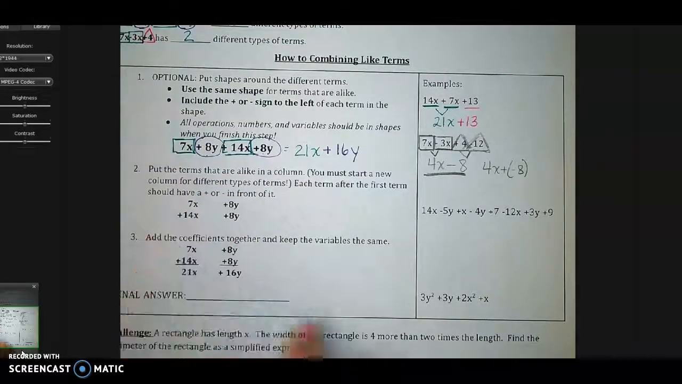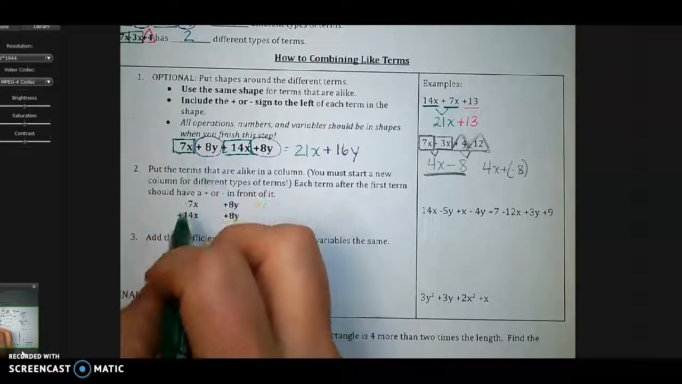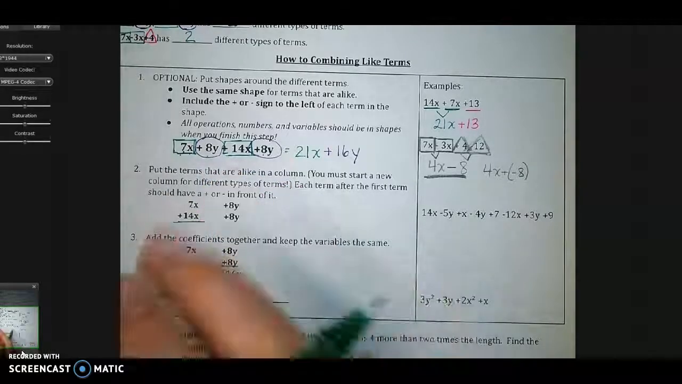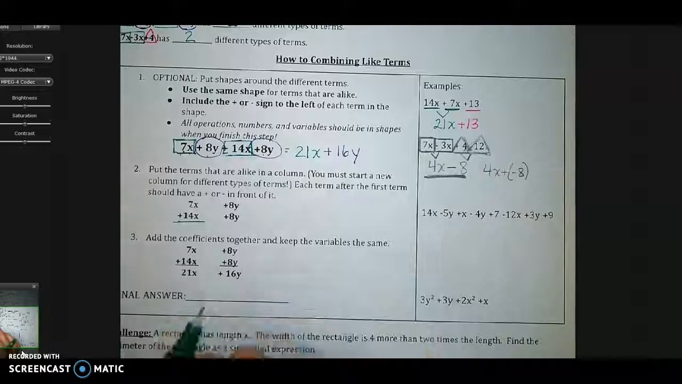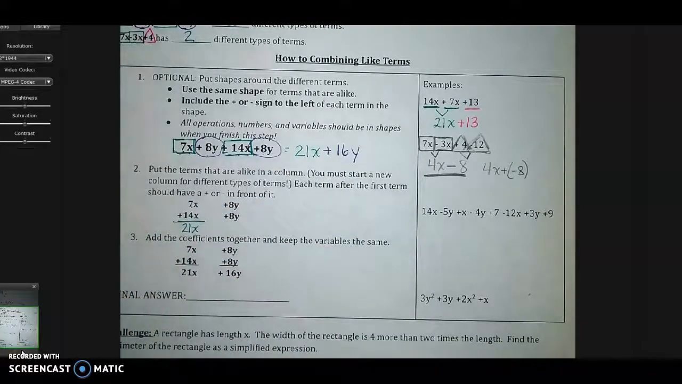So this is another thing I can do. Instead of being able just to go side to side, I can put them up and down. So I can put my 7x here, my 14x here. You could also flip-flop those if you prefer to put the bigger number on top. And I could also see from here that that's 21x.